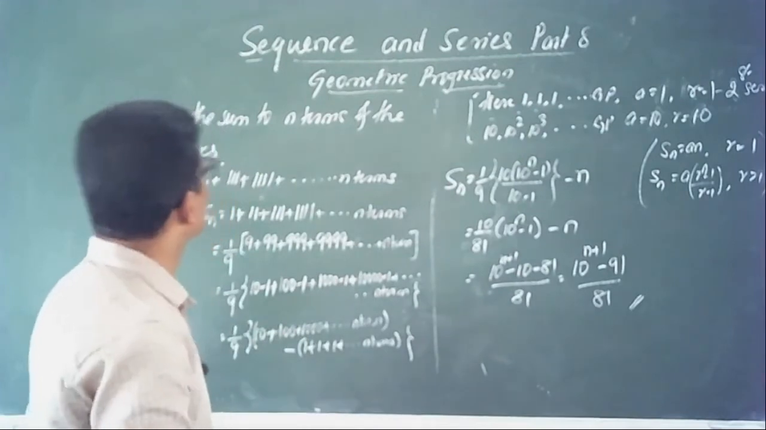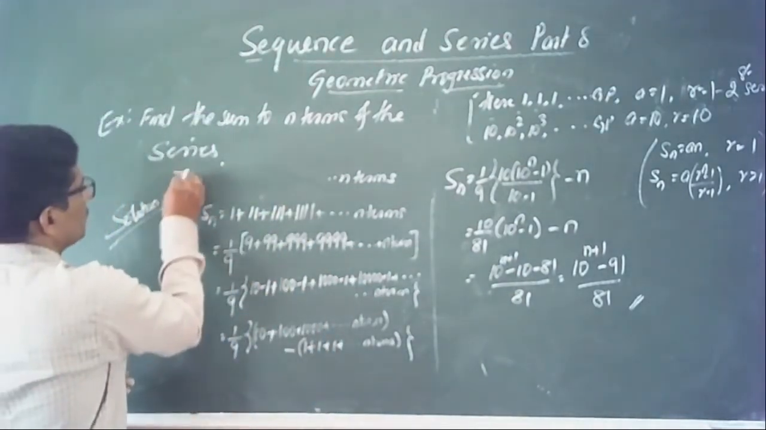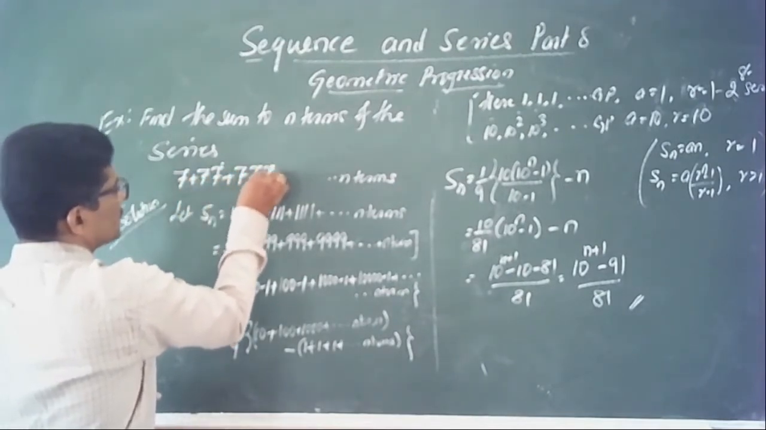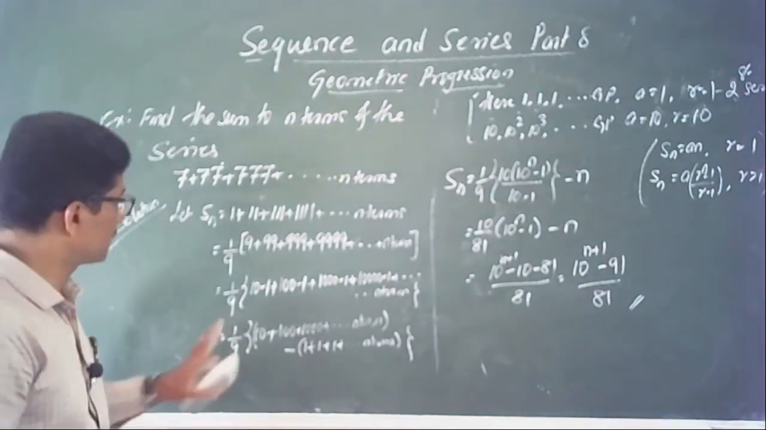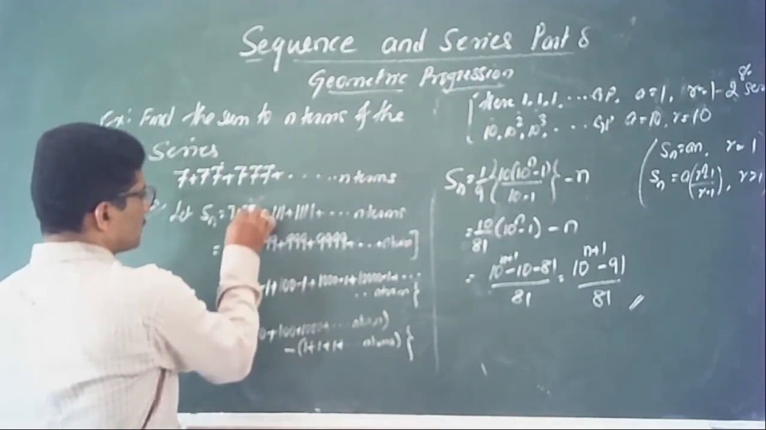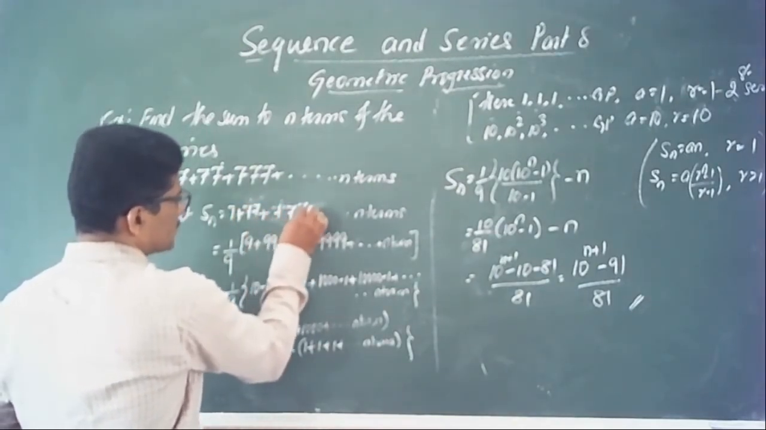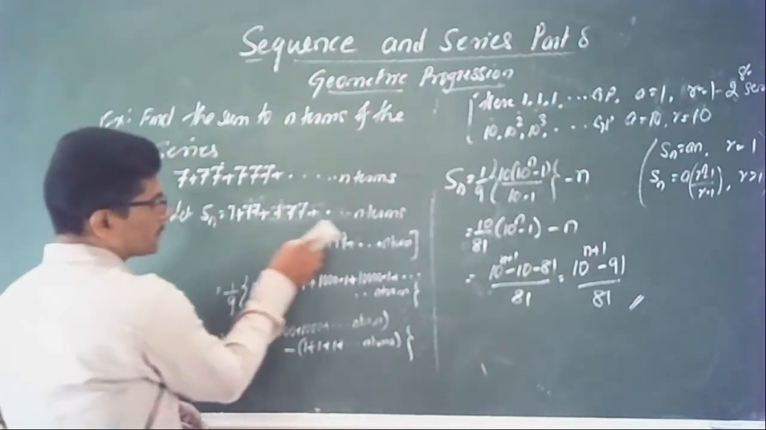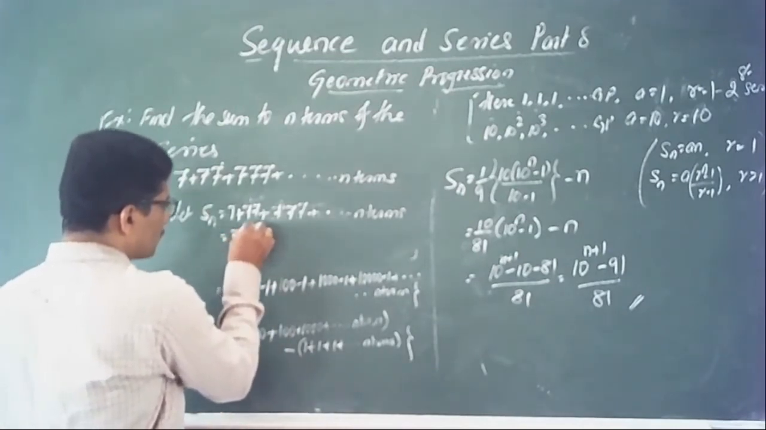Similar type questions are usually asked. 7 plus 77 plus 777, continue up to n terms of the given sequence or series. Here also Sn means the given 7, 77, 777 up to n terms. Here the first steps are the same. In the first step, taking 7 as the common term.